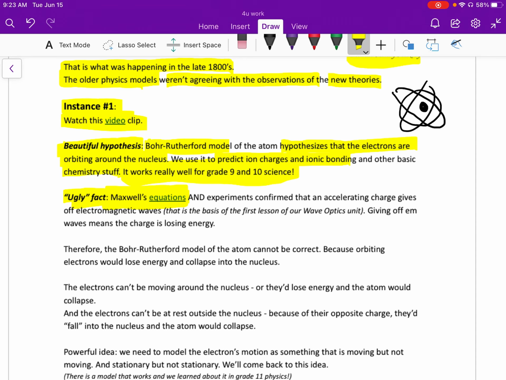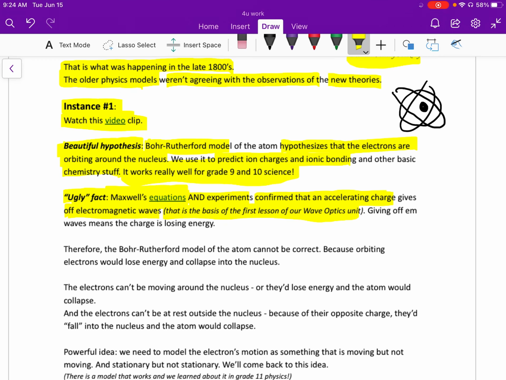His theory and other experiments confirmed that if you have an accelerating charge, that accelerating charge is going to give off electromagnetic waves. That's kind of what we talked about way back at the start of our wave optics unit, when I talked about a charged object wobbling up and down, how it would give off electromagnetic waves. That same concept came from Maxwell.